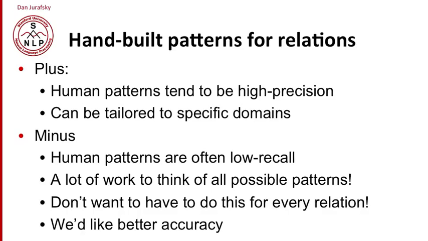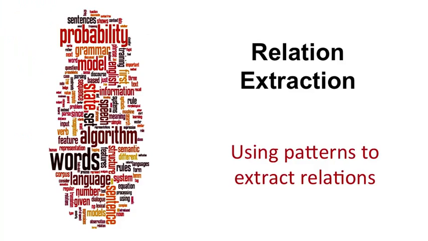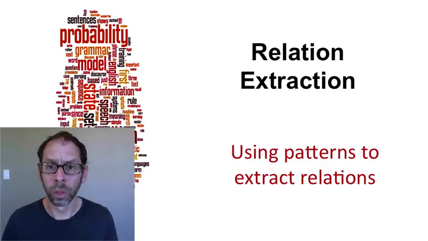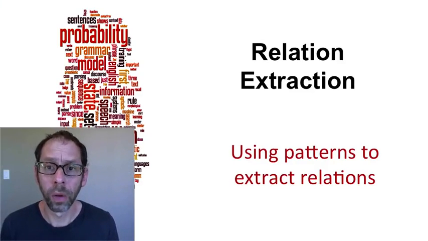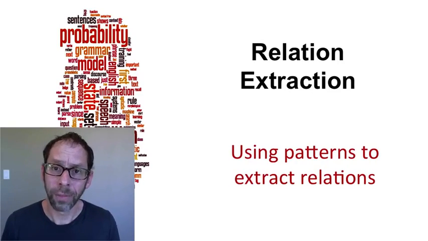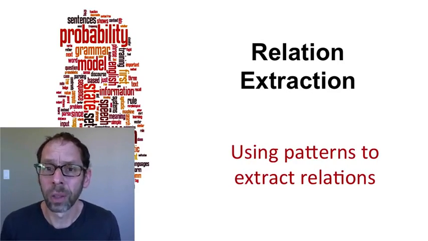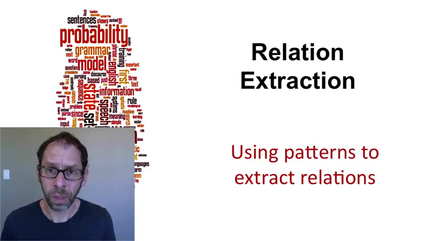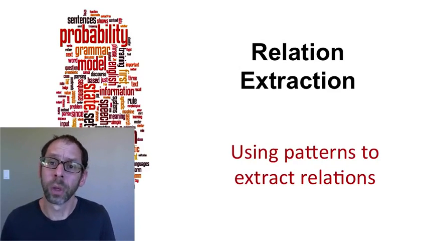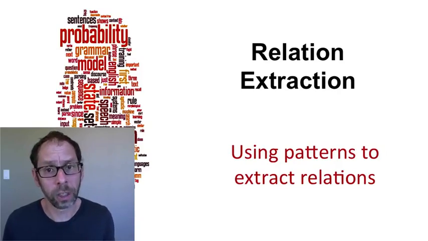So while hand-built patterns are a useful method for relation extraction, we're going to look at other methods like supervised and unsupervised methods as well. So handwritten rules with named entity patterns and other kinds of words and parts of speech in between are a good way to extract relations. They have some problems of accuracy and of generalizing to new domains. And so we're going to also introduce other methods of doing relation extraction, like supervised and unsupervised learning.